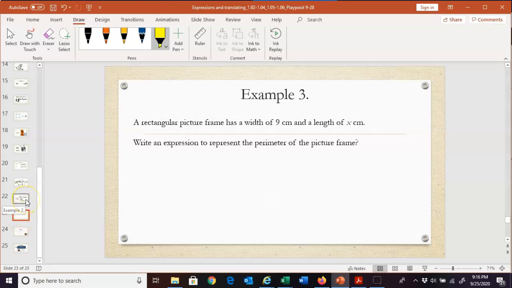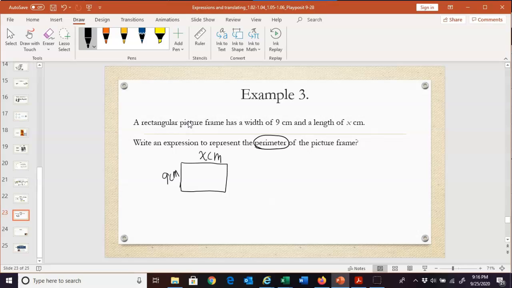All right, here's another one. A rectangular picture frame has a width of 9 centimeters. Let's draw it. And a length of x centimeters. Write an expression to represent the perimeter. So remember, perimeter just means that you add up all the edges. It's the distance around the entire edge of any shape or space.